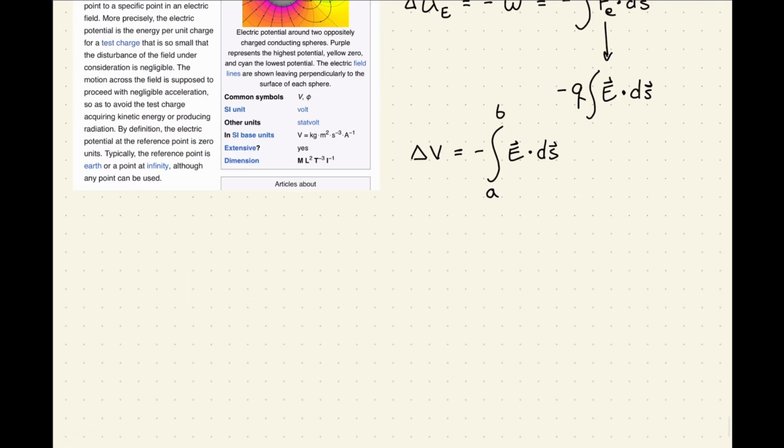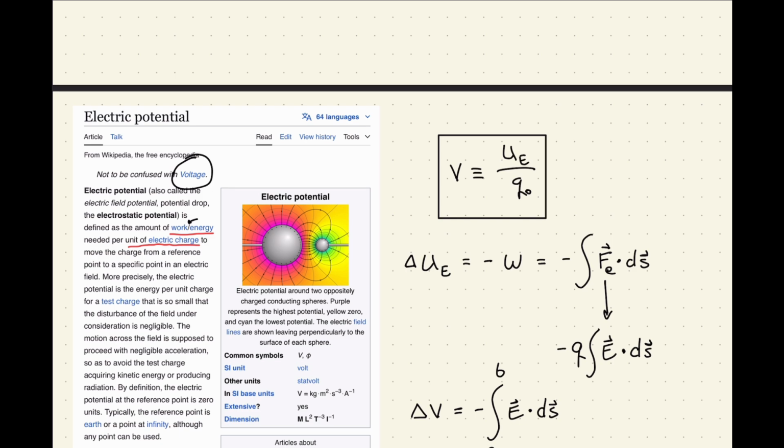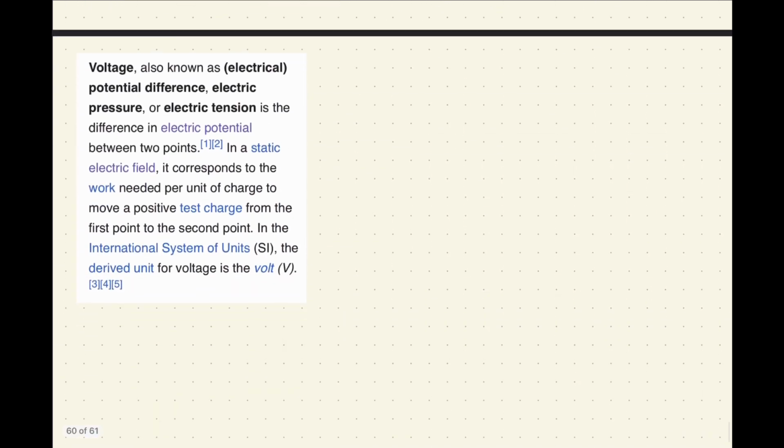So I just clicked over here on voltage because it says not to be confused with voltage. They're saying electric potential and voltage are two different things. So let's see what voltage is. Voltage, also known as electric potential difference, electric pressure, or electric tension, is the difference in electric potential between 2 points. Interesting. So they say V, electric potential, is not equal to voltage, but the change in V, or electric potential difference, is equal to voltage. Okay, cool. And it also says between 2 points.